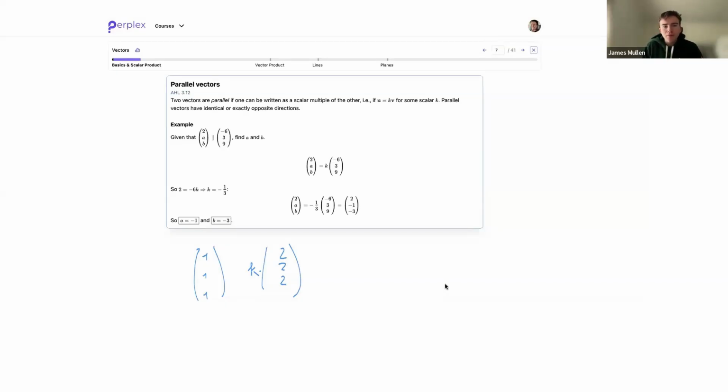So let's look at an example here. If I'm told that the vector (2, a, b) is parallel to (-6, 3, 9), that means there exists a k such that (2, a, b) is equal to k times (-6, 3, 9). And by equating the first component, I must have 2 equal to -6k, and therefore k is equal to -1/3. And if I plug that back in, I find that if I do -1/3 times (-6, 3, 9), I get (2, -1, -3). And that tells me that a has to be -1 and b has to be -3.